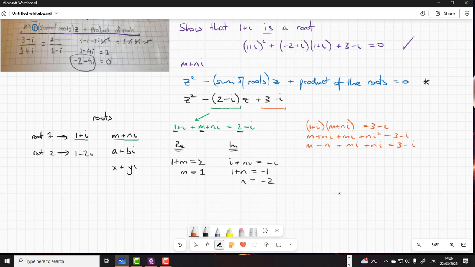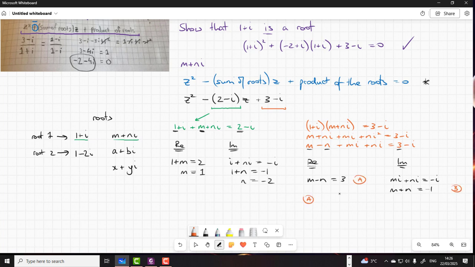And so as before, I'm going to form two equations: a real equation and an imaginary equation. So the real equation is m minus n is equal to 3. The left-hand real numbers are equal to the right-hand real numbers. And then the imaginary equation is mi plus ni is equal to minus i. Divide across by i, we get m plus n is equal to minus 1. So we have a simultaneous equation here. We have equation A and equation B.